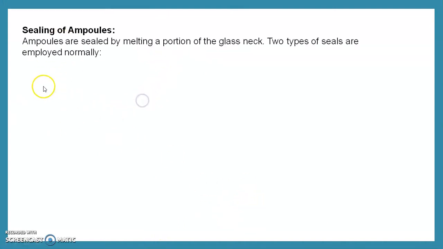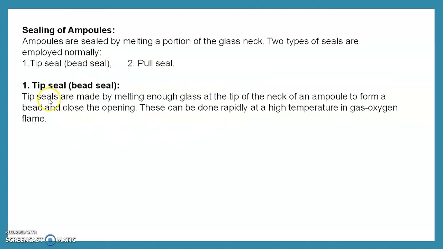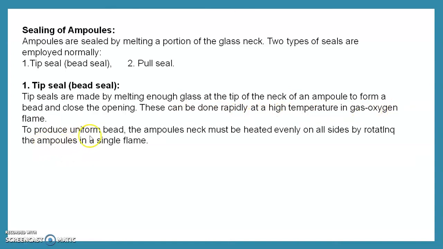Then we see the sealing of the ampoules. Ampoules are sealed by the melting of a portion of the glass neck. Two types of seals are normally employed: tip seal, also known as bead seal, and pull sealing. Tip seal or bead seal. Tip seals are made by melting enough glass at the tip of the neck of the ampoule to form a bead and close the opening. These can be done rapidly at high temperature in a gas oxygen flame. To produce a uniform bead, the ampoule's neck must be heated evenly on all sides by rotating the ampoule in a single flame.